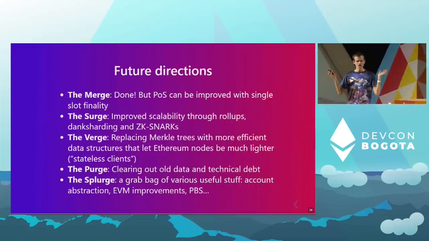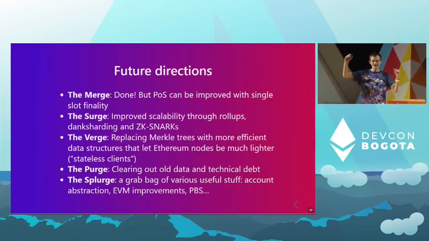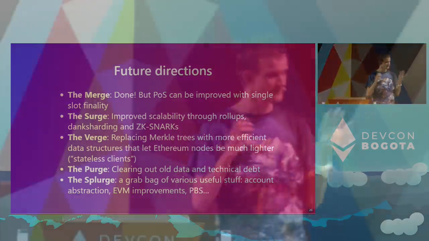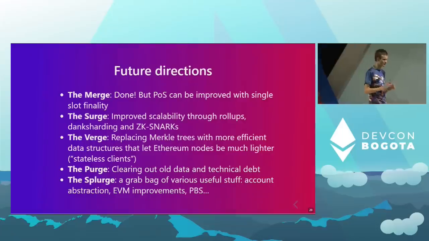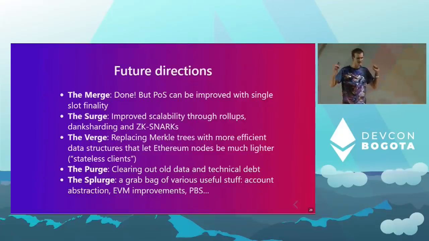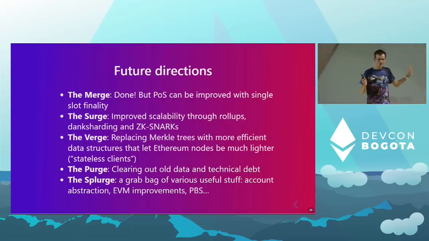So finally, future directions. The Merge, done. Yay! Okay, next stop, The Surge. Increasing scalability, going sustainably below 5 cents a transaction, getting us to thousands of transactions a second. Next stop, The Verge, replacing Merkle trees with more efficient structures that let Ethereum nodes be much lighter. Ethereum nodes don't have to have huge amounts of data. It becomes much easier for anyone to run them. Yay! The Purge, clearing out old data, clearing out technical debt, making Ethereum nodes easier to run, and making the Ethereum protocol simpler. Woohoo! And The Splurge, a grab bag of various useful stuff.